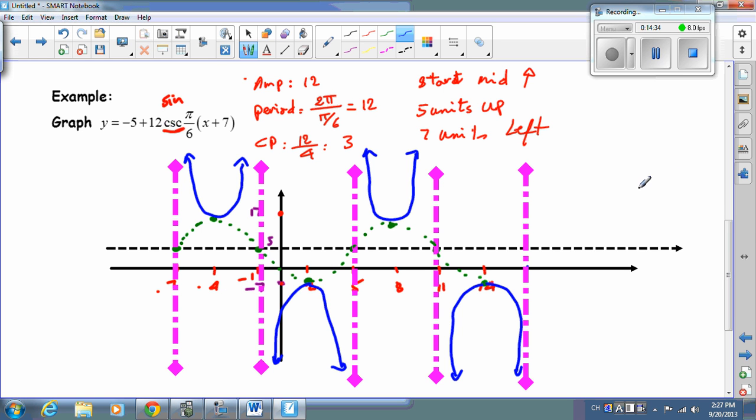Come prepared. We will have a lot of graphs for you in class.